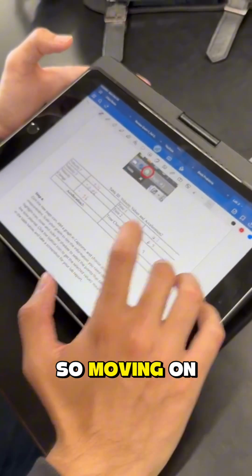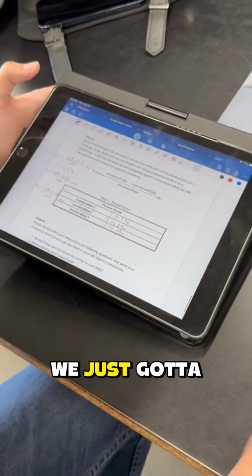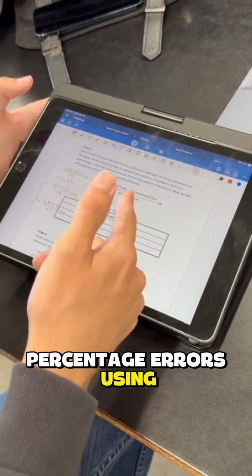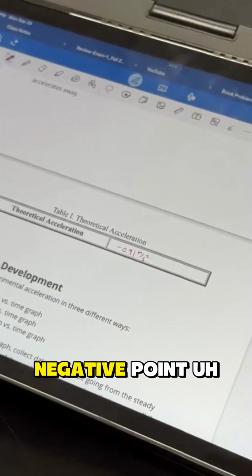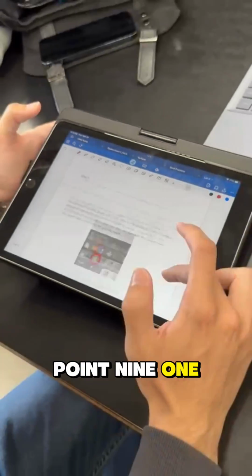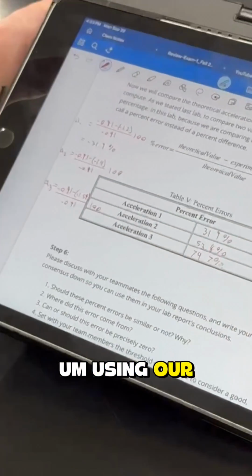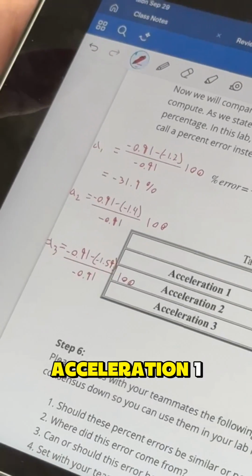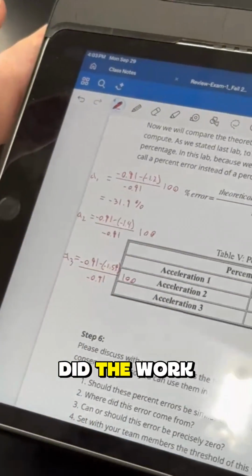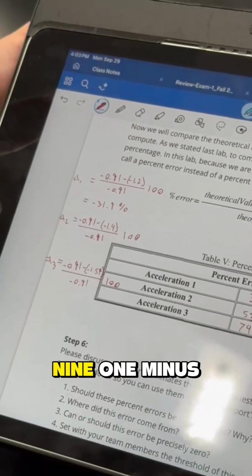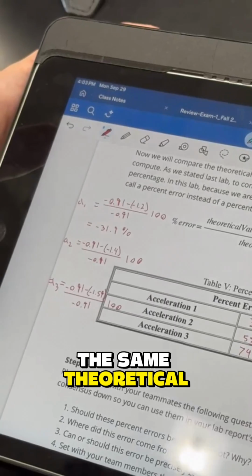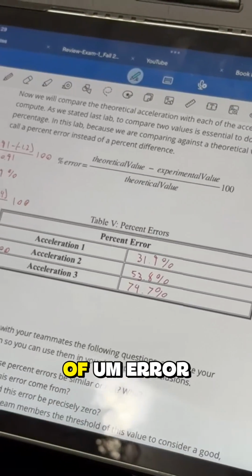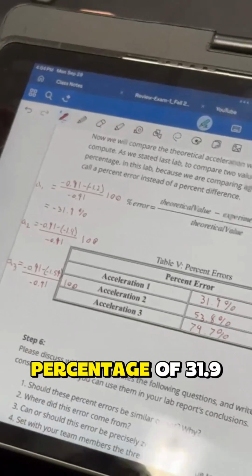And so moving on to the last step, we just have to figure out our percentage errors using this calculation, with our original theoretical value of negative 0.91, and using our experimental values that we got from acceleration 1, 2, and 3. So as you can see, we did the work here. Negative 0.91 minus negative 1.2, divided by the same theoretical value, times 100. For acceleration 1, we got an error percentage of 31.9.